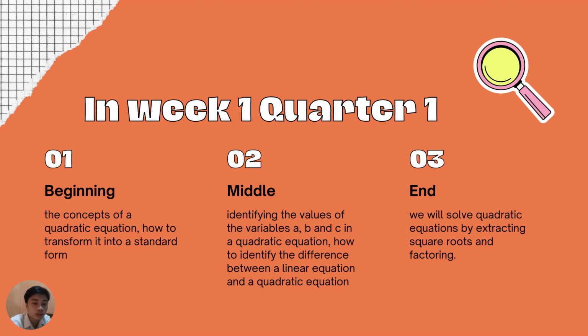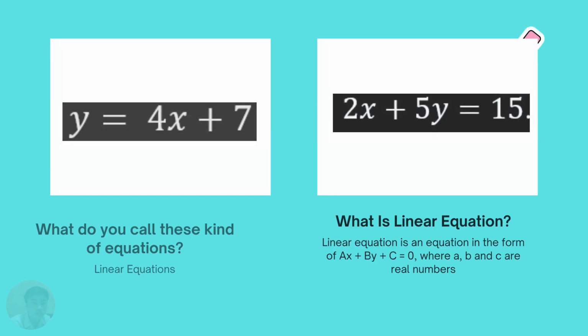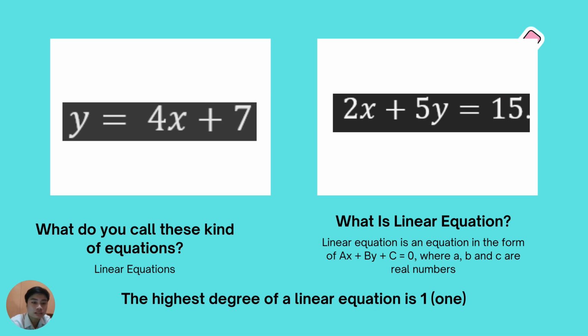Now we will do an introduction on quadratic equation. So this one is an important topic for grade 9 students, and I hope na matulungan ko kayo for answering your modules. Let's have this given equation. y is equal to 4x plus 7 and 2x plus 5y is equal to 15. What do you call this kind of equation? Yes, very good. These are called linear equations.